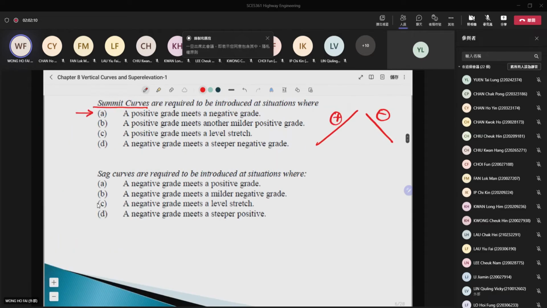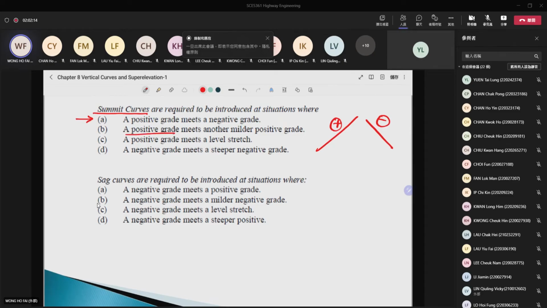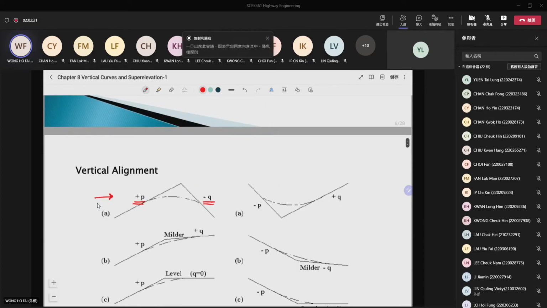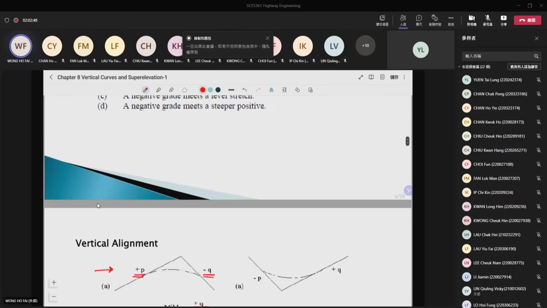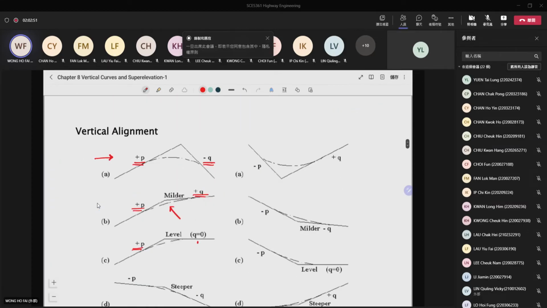And then sometimes we have a positive grade, still positive, but it meets another milder positive grade. That means both of them are positive, but the first one is more positive than the next one, okay? So here there will also be a vertical curve, because it connects the two together. This one exceeds 0.5%, so we need the vertical curve. And for the third one, it's a positive grade meeting a level stretch. You can see that it's a positive grade here and then meets a grade of 0. So this one is also a summit curve.